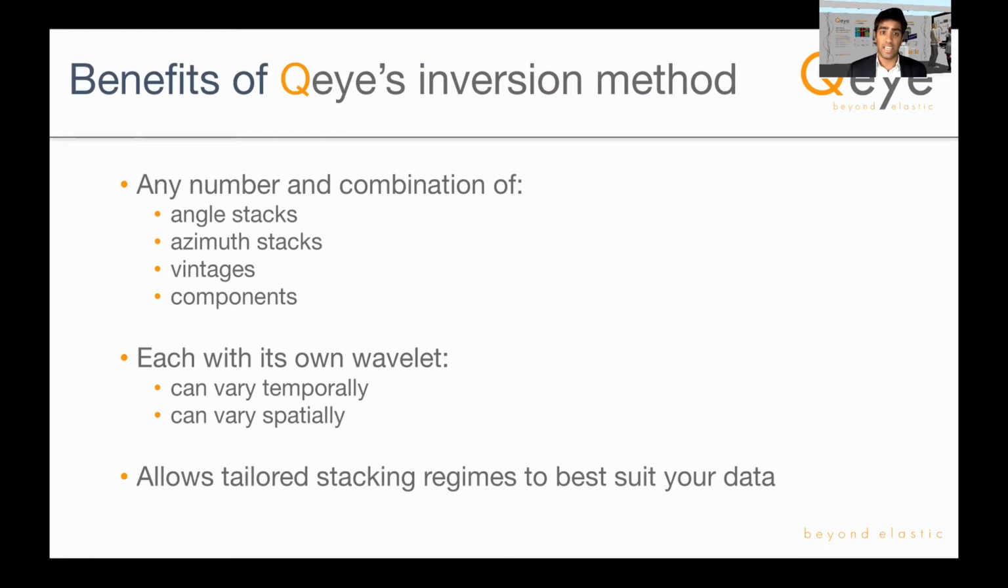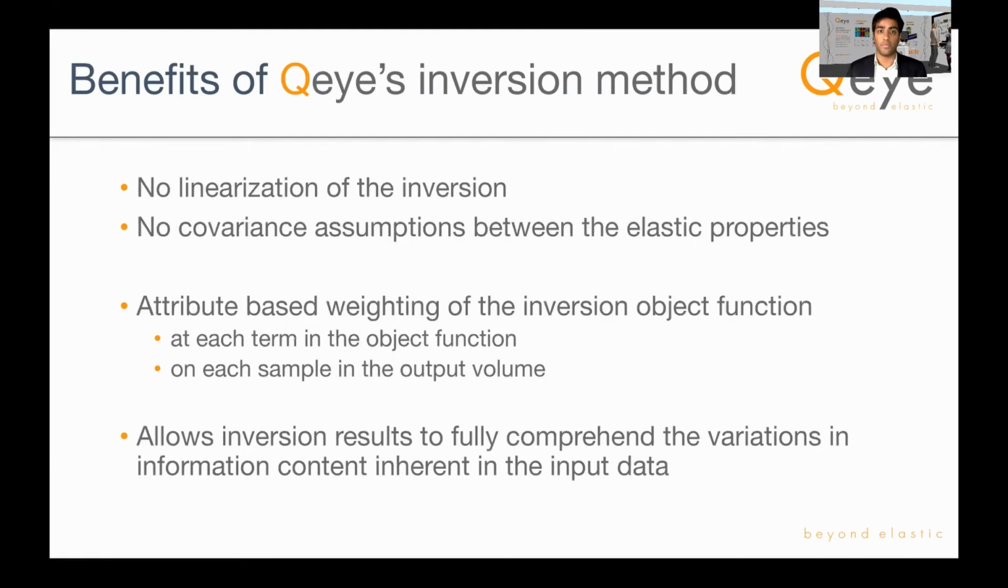Each individual stack has its own wavelet, and each wavelet may vary in time or space. This high degree of flexibility allows you to optimally angle stack your data to find the best trade-off between AVO domain sampling and noise suppression.